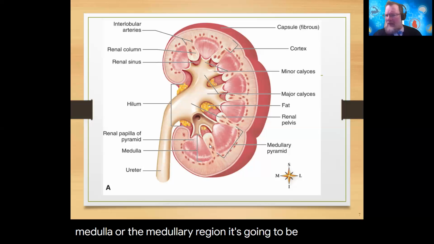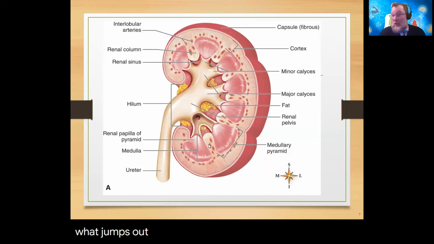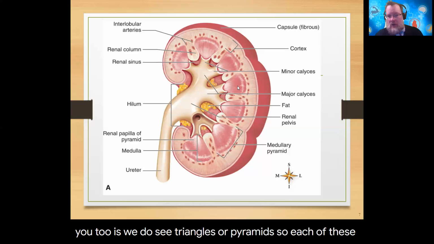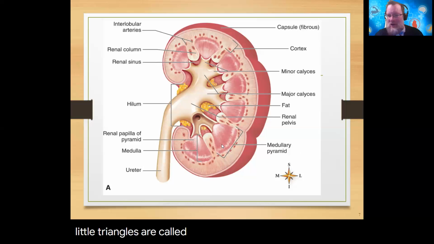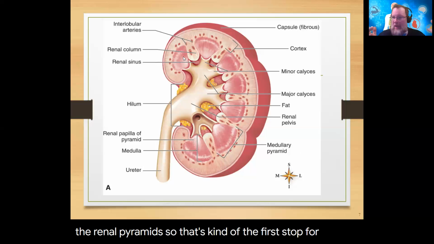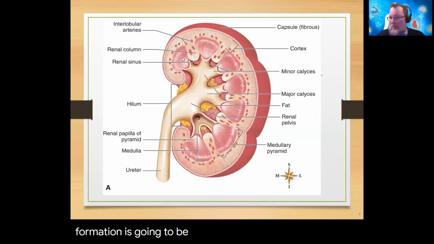Now, we also then see the deeper section, the medulla or the medullary region. What jumps out at me, and probably you too, is we do see triangles or pyramids. So each of these little triangles are called renal pyramids. They also call them medullary pyramids, which you can see here. Yeah, these are the renal pyramids. So it's the first stop for urine formation.